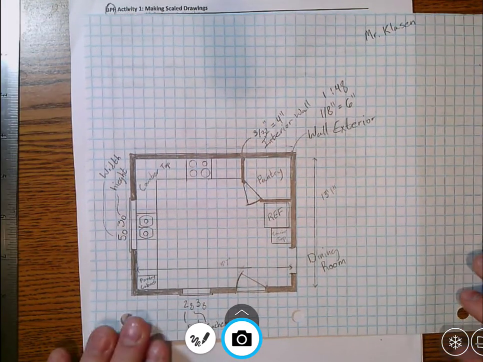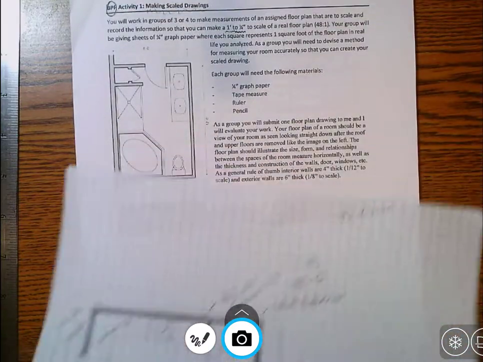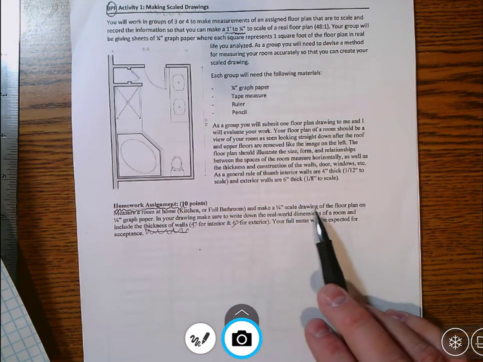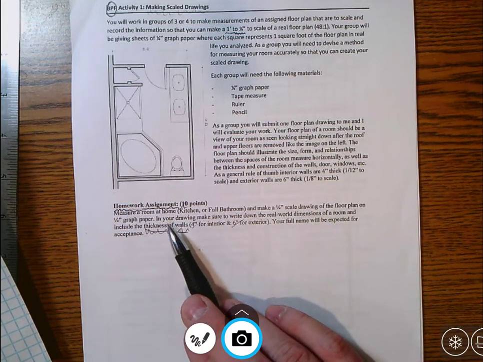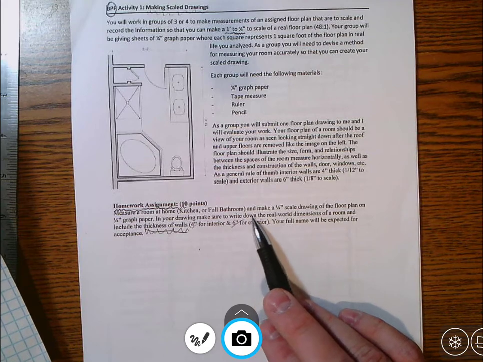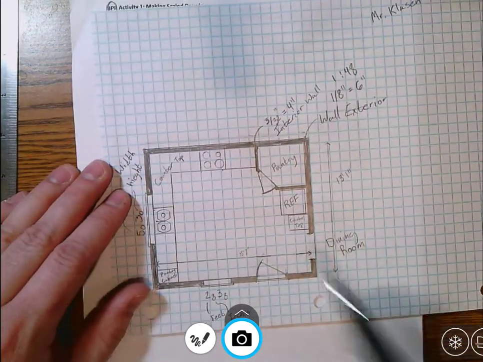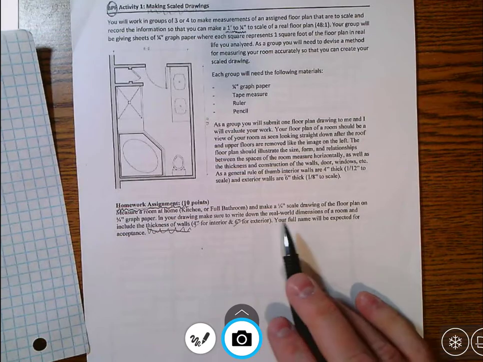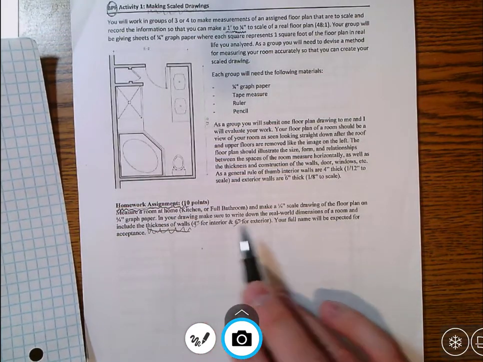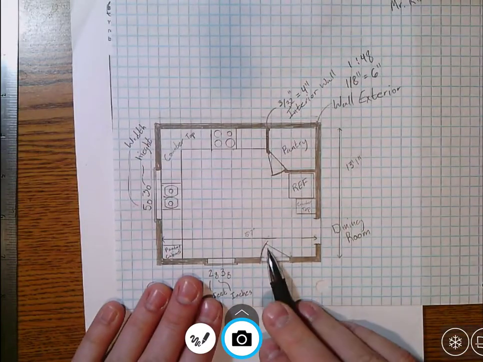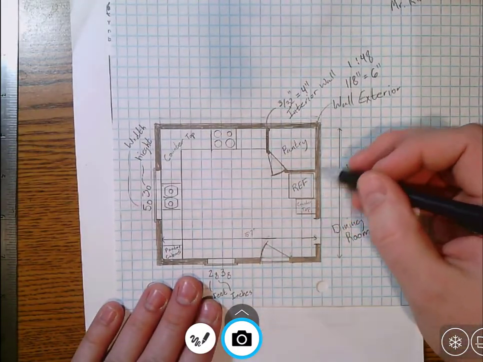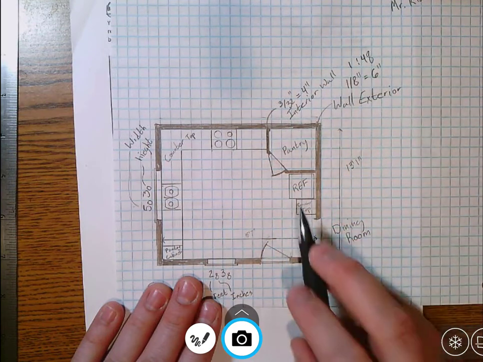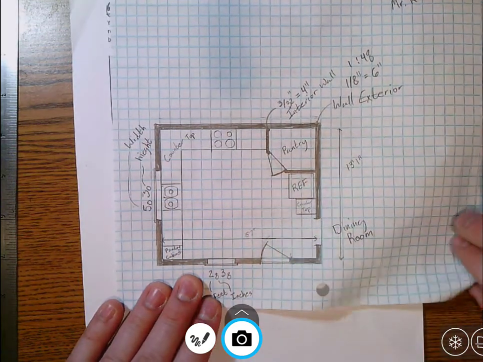And with this all in place, I am just going to look at my homework assignment and make sure that I did everything. So I measured a room in a home, kitchen, or full bathroom, made a 1/4 inch scale drawing of the floor plan on 1/4 inch graph paper. In your drawing, make sure to write down the real world dimensions of a room. Okay, that's the 15'7" and the 13'1", just so I can check your scale and make sure you're off to a good start there. All right, and include thickness of walls, 4 inches for interior and 6 inches for exterior. Okay, 6 inches for exterior. Now if you don't know whether it's 6 inches or not and it's interior, just draw it as 4 inches. Okay, so that's an example of a 4-inch wall. A 6-inch wall should look a little bit different.